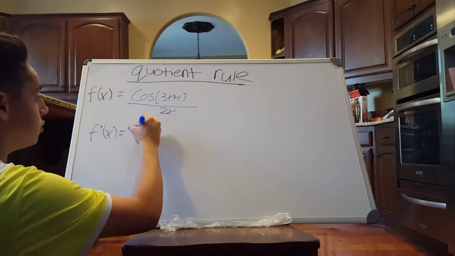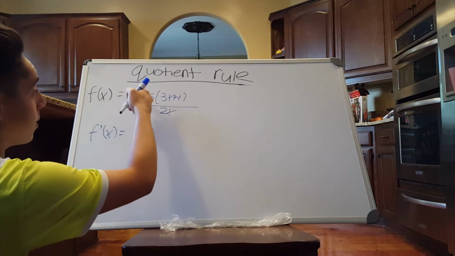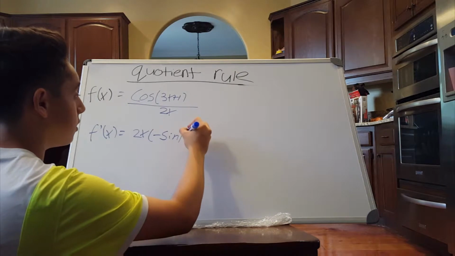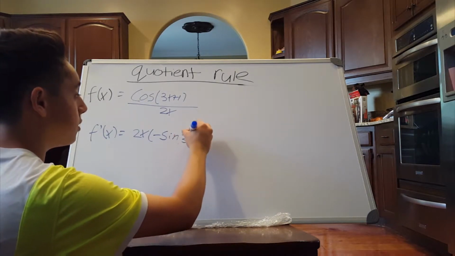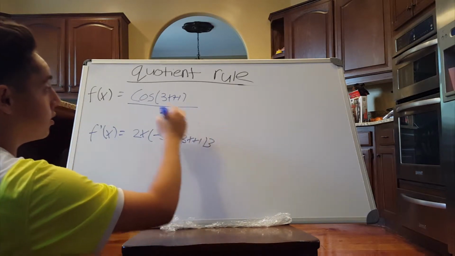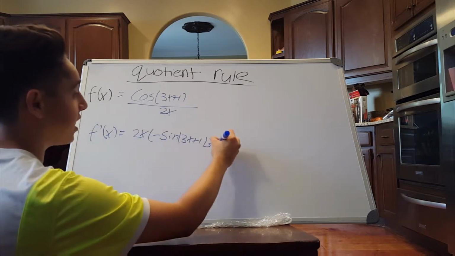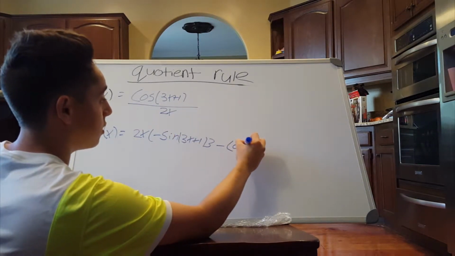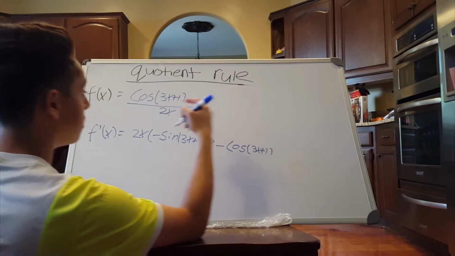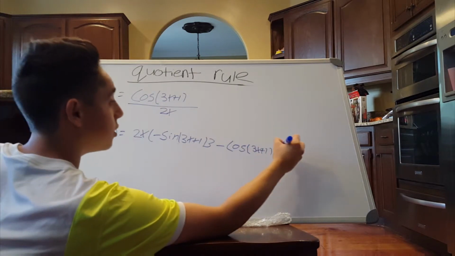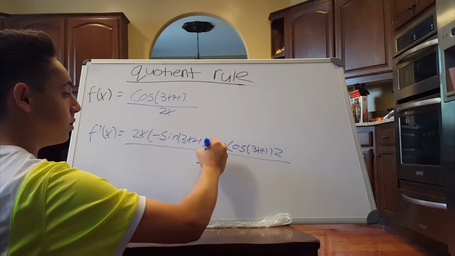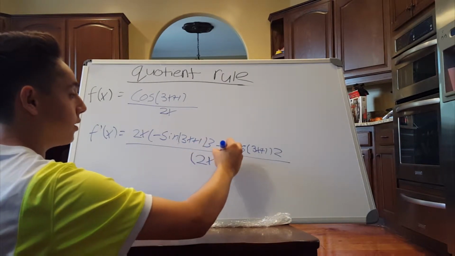So the derivative is negative sine u times u prime. Okay, so we have low, 2x, d high, remember negative sine of u, 3x plus 1. Now u prime is 3, so low, d high, minus high, which is just cosine of 3x plus 1, and the derivative of the bottom, which is just 2, over 2x squared.